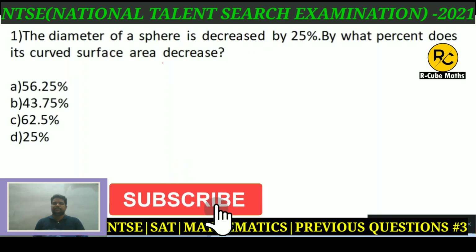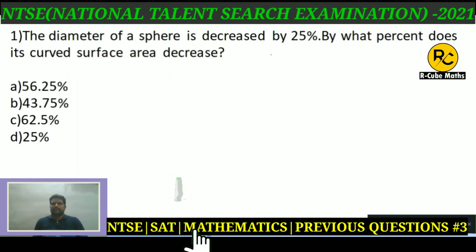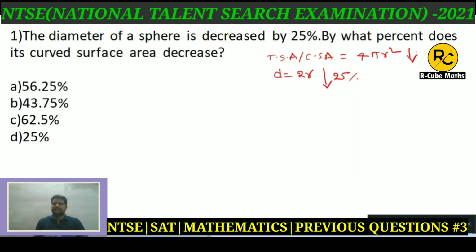So we know that the curved surface area or total surface area of the sphere is 4 pi r square. So here the diameter of the sphere is 2r. Given that the diameter is decreased by 25%, by what percent will its curved surface area, CSA, be decreased? So that is the question.